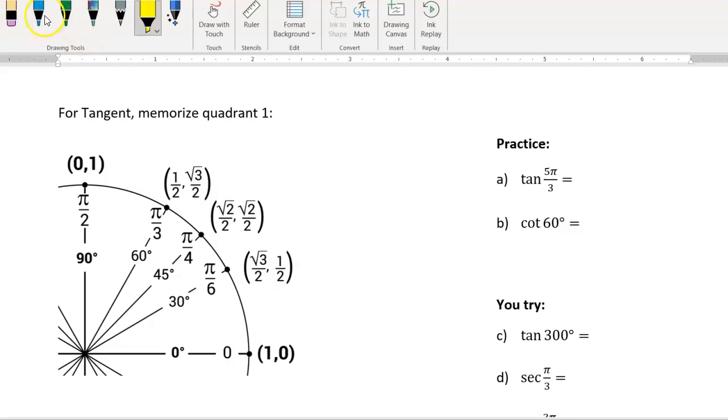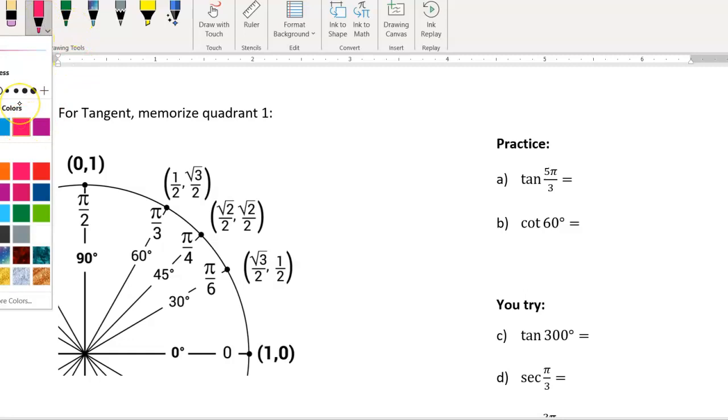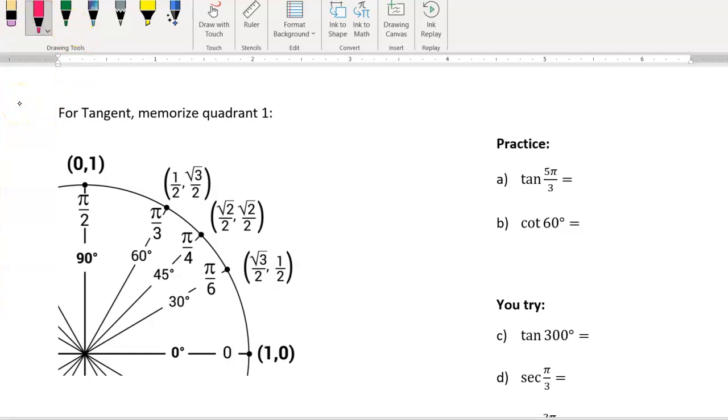So let's say if we needed to find the tangent of 90 degrees or the tangent of pi over 2. So when we look at our x and y values, remember this is x, this is y, we would take y divided by x, or the sine divided by the cosine. Well, 1 divided by 0 isn't possible. It's undefined.